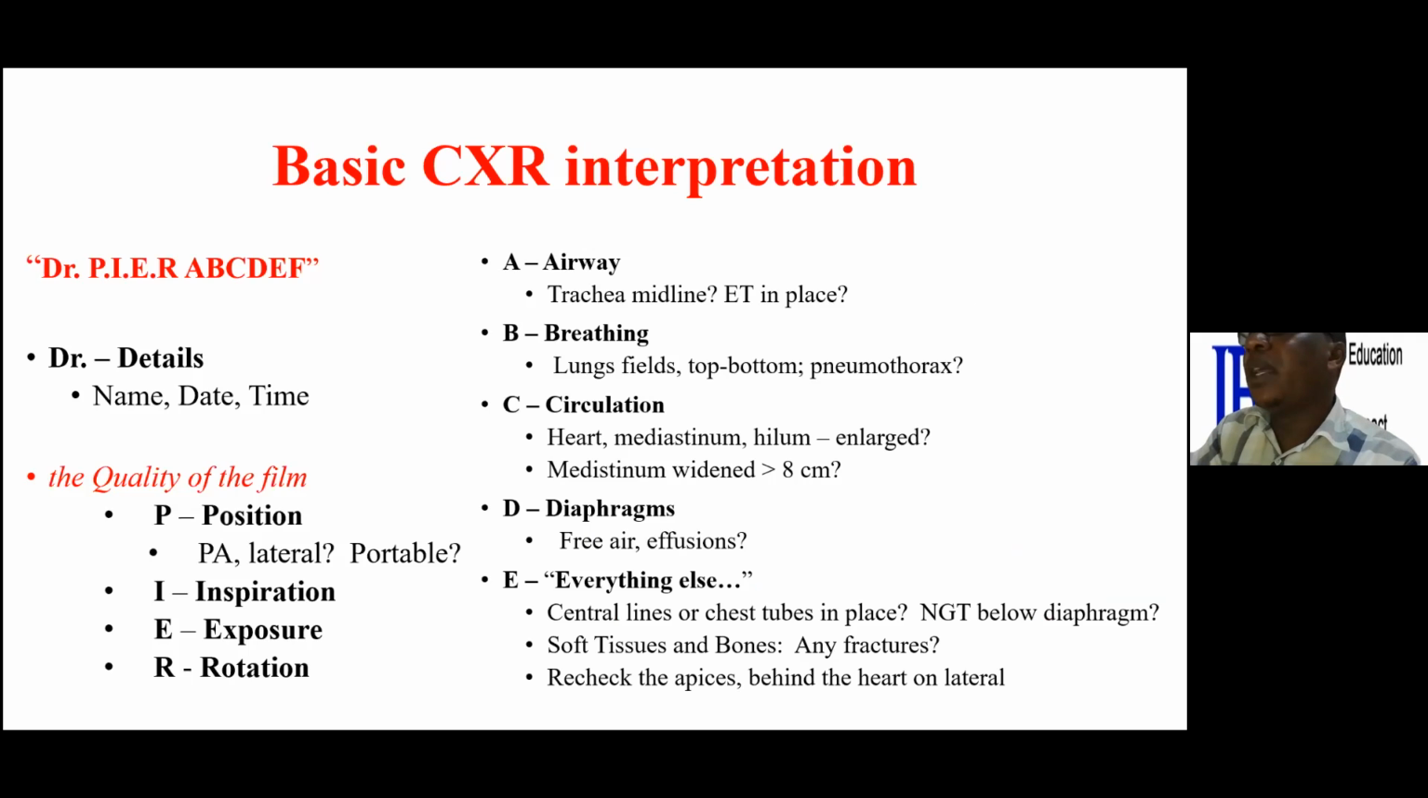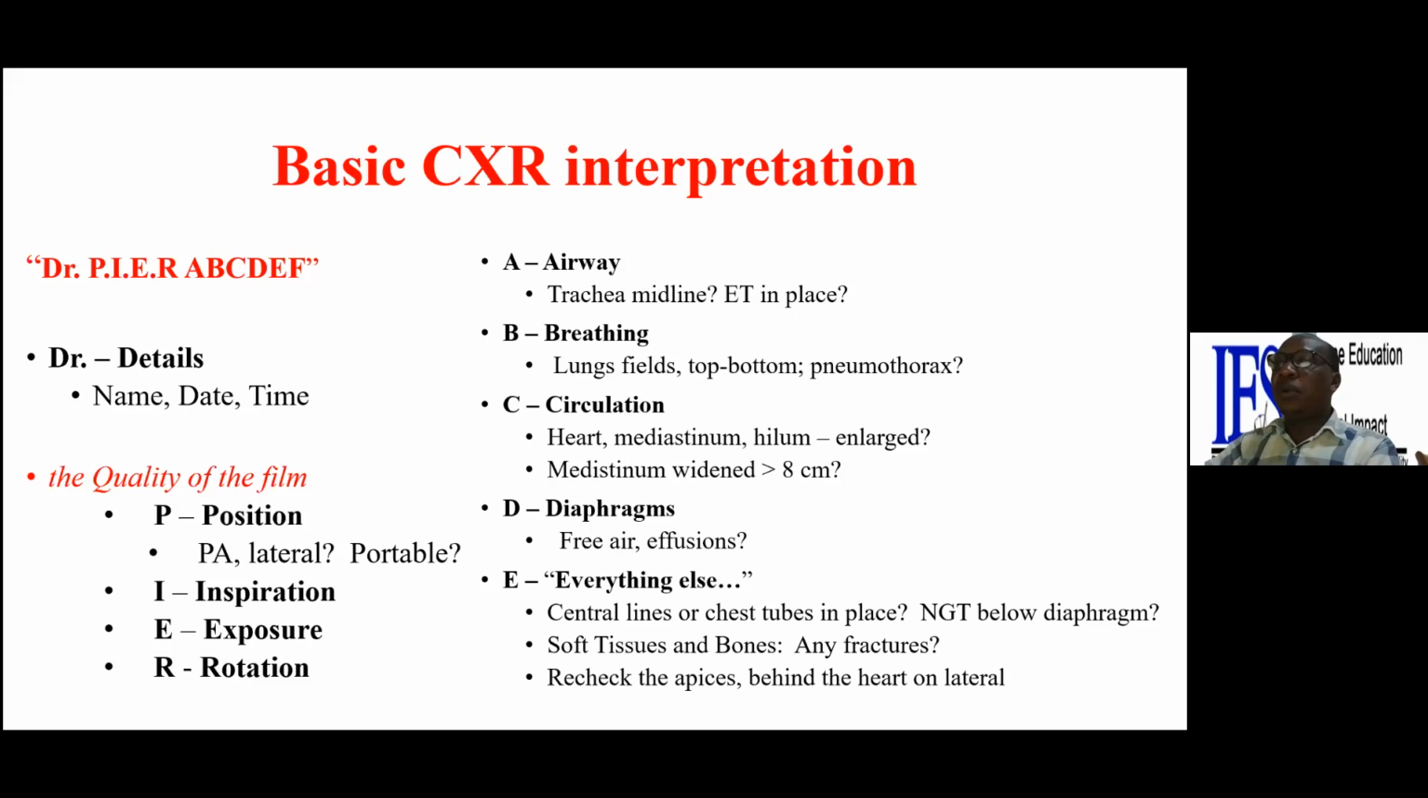So really, it's very simple and easy to make a chest X-ray interpretation. We have a mnemonic called Dr. Pierre. Then you go A, B, C, D, E, F, and whatever. So this DR stands for patient details. Then you go with the quality of a good X-ray image.